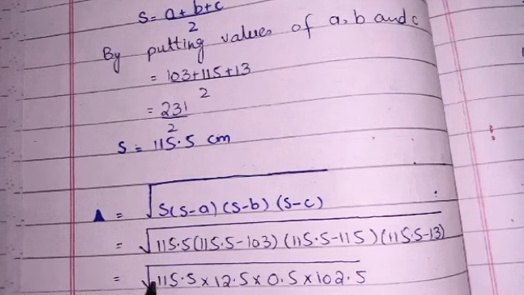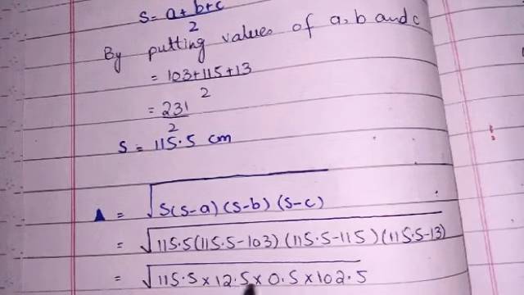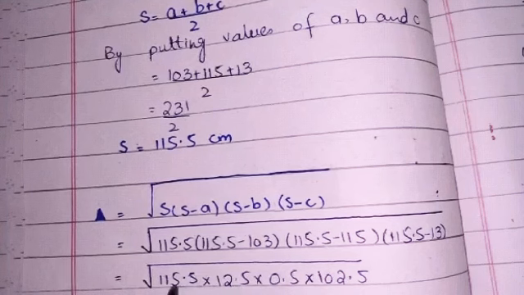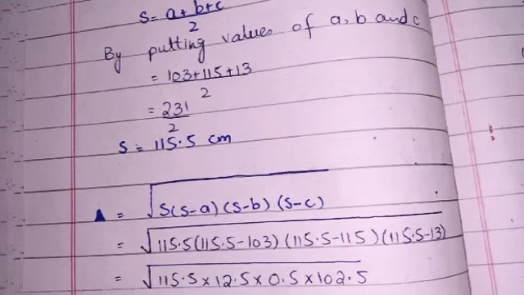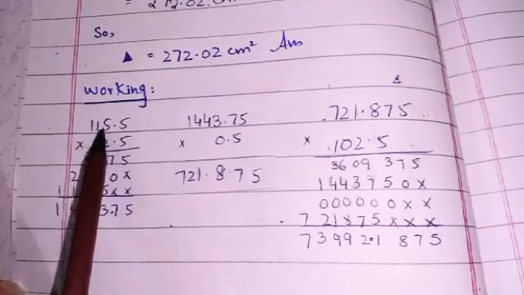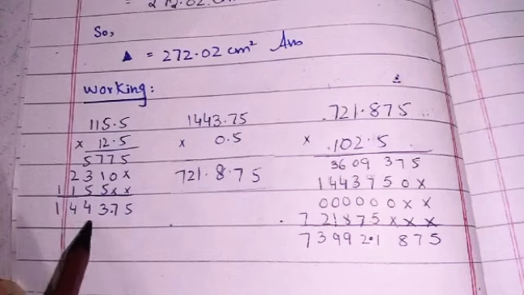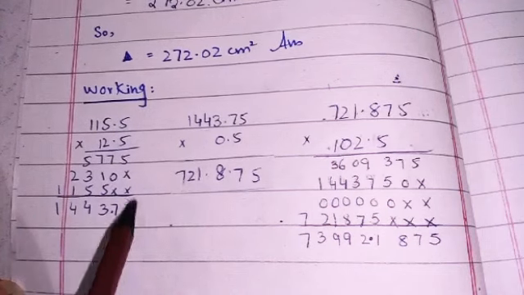Students, as you can see that all the numbers are decimals, so we will firstly multiply two numbers. The product will multiply with the third number and that product will multiply with the fourth number. So students, here is our working. Firstly, we will multiply 115.5 into 12.5. We got our answer, which is 1443.75.